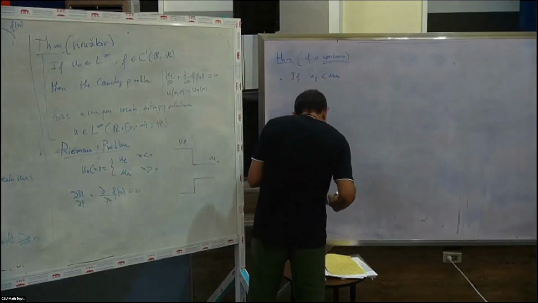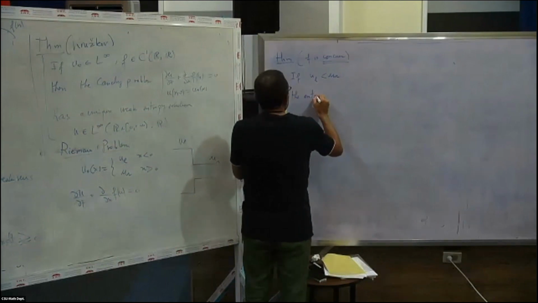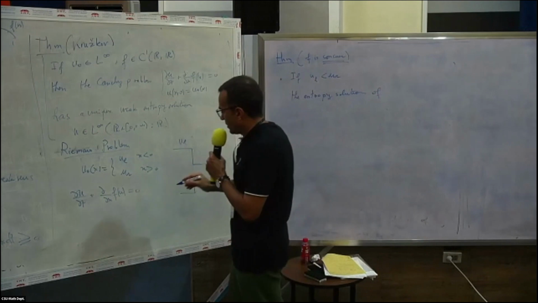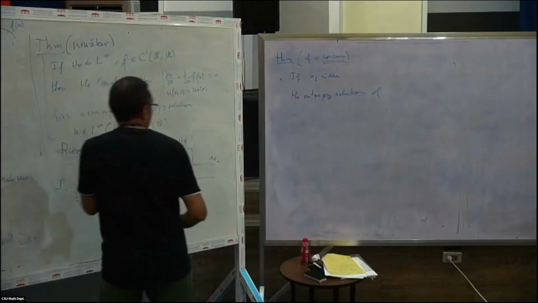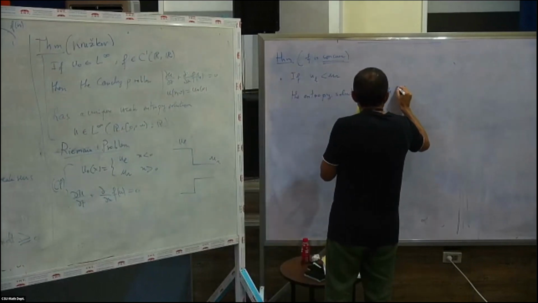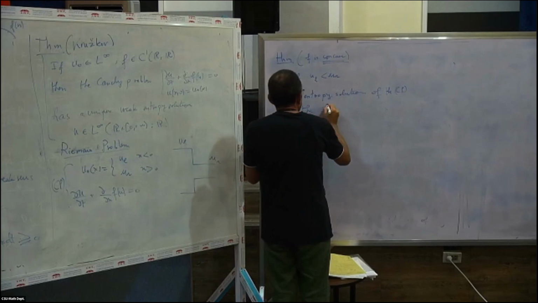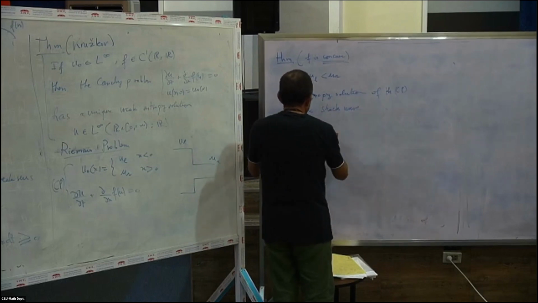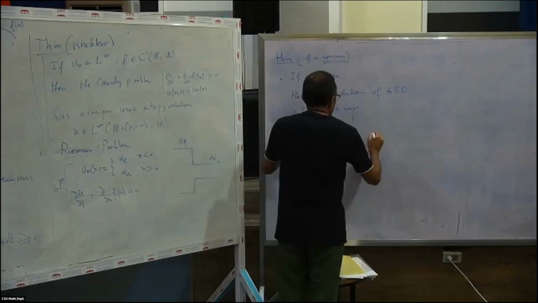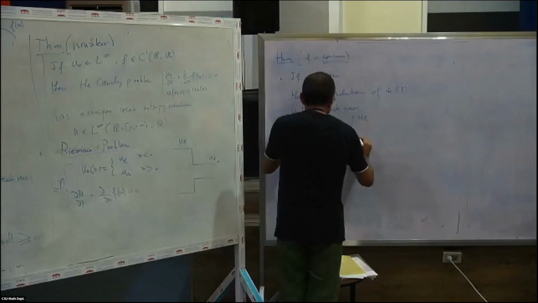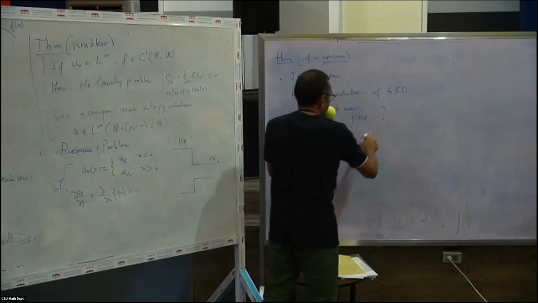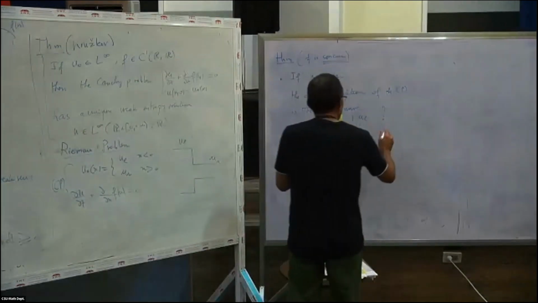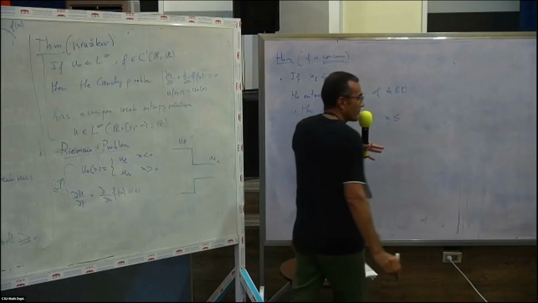So the entropy solution of the Cauchy problem is the shock wave given by u of x, t. It is UL and UR: UL for x less than something.